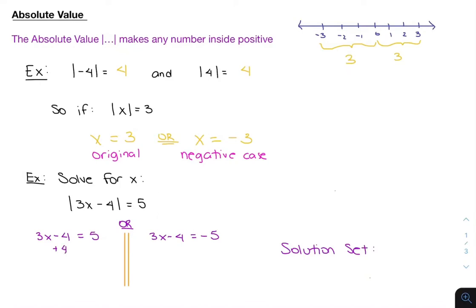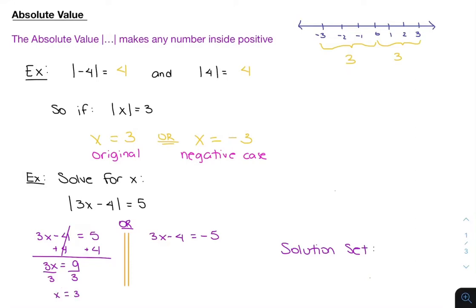We can add 4 to both sides, and then we have 3x is equal to, our 4's cancel out, 5 plus 4 is 9. We can divide 3 to both sides, and the reason we're doing this is because there is a number in front of our variable, which is 3, and we want to get rid of it. So we have to divide both sides because the operation is multiplication. Once we do that, we get that x is equal to positive 3.